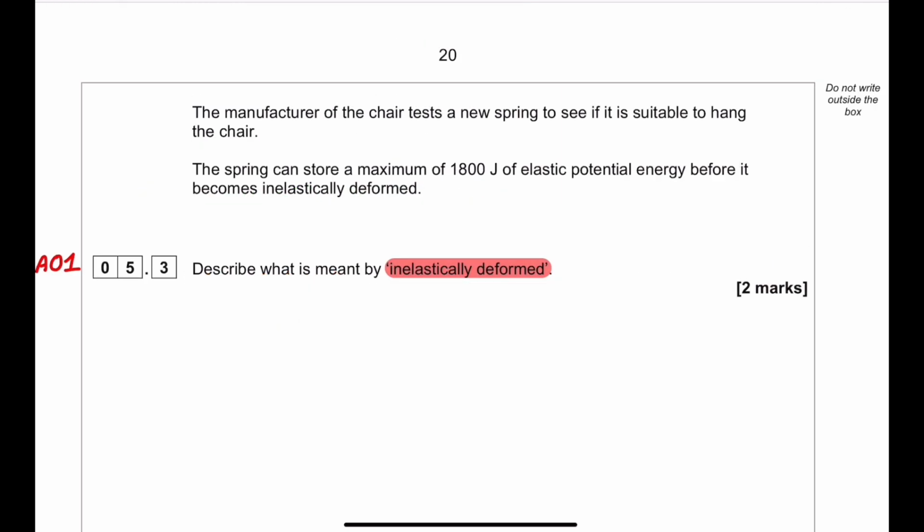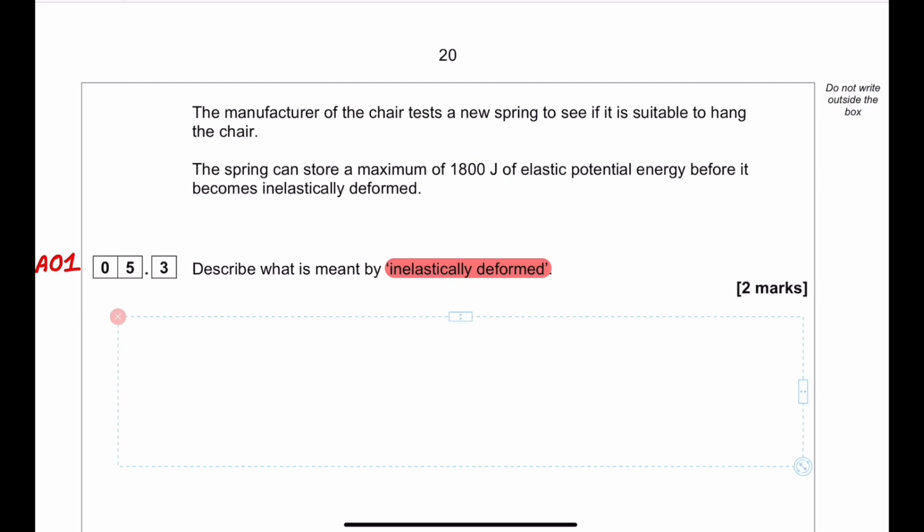The manufacturer of the chair tests a new spring to see if it is suitable to hang the chair. The spring can store a maximum of 1800 joules of elastic potential energy before it becomes inelastically deformed. 5.3 is an AO1 question. Describe what is meant by inelastically deformed. Inelastically deformed means that the body or the spring or an object will not recover its shape even if the force is removed from it.